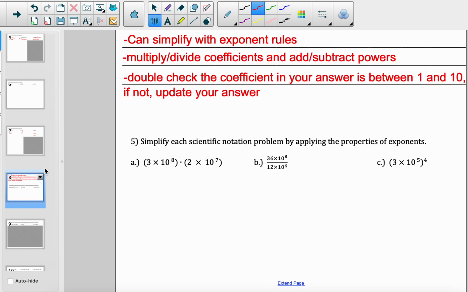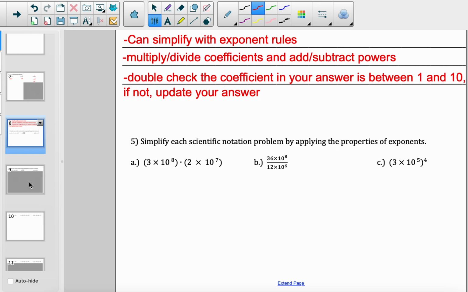So in general, if you are asked to simplify problems in scientific notation, we can simplify with those exponent rules that we just practiced. We're going to multiply and divide coefficients, and we're going to add and subtract powers, or use our power to power multiply. Once you have multiplied or divided those coefficients, we need to double check that the coefficient is still in between 1 and 10. If not, we can then convert to proper scientific notation and just adjust the exponent as necessary.